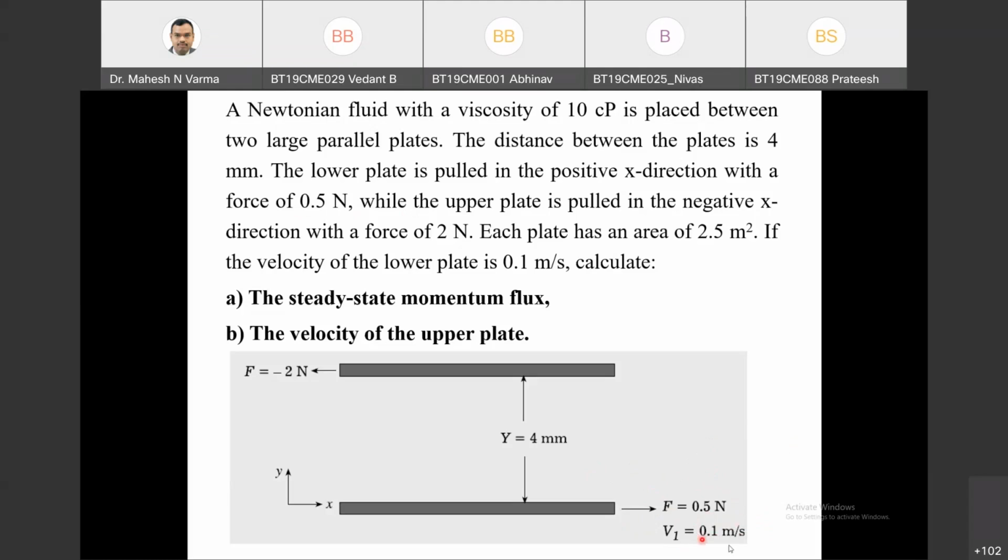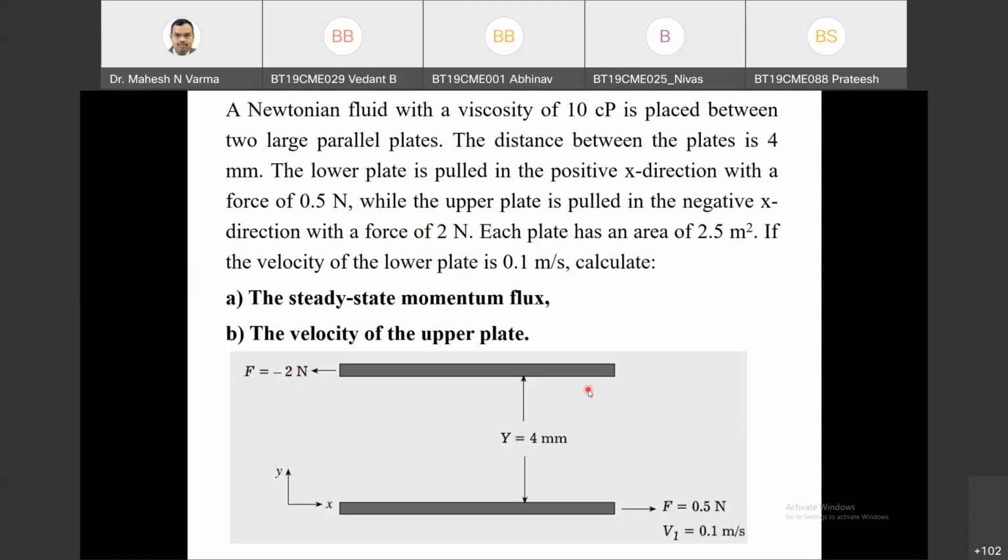Vx will be equal to 0.1 meters per second. Fx equals 0.5 Newton, F equals 0.5 Newton, and that is in the positive x direction. While the upper plate is pulled in the negative x direction with a force of 2 Newton.